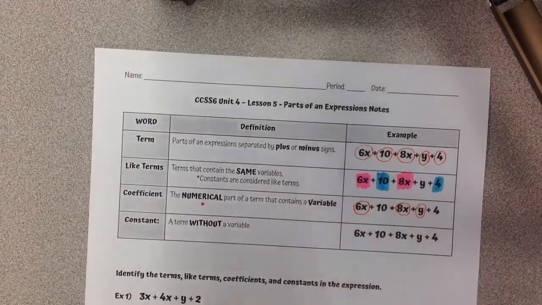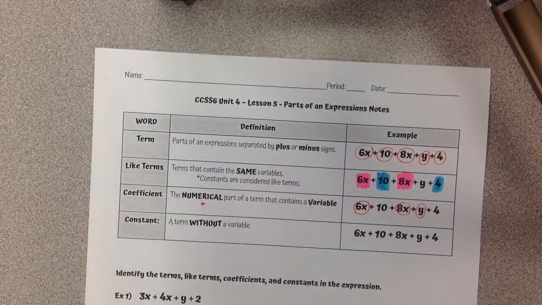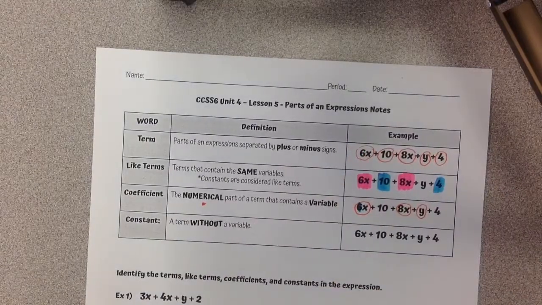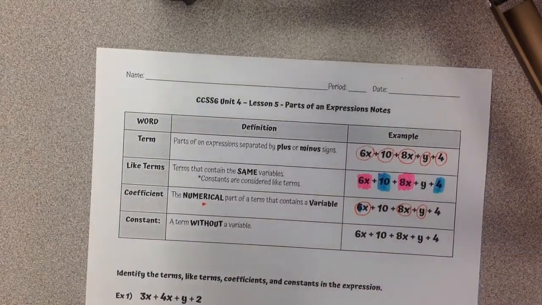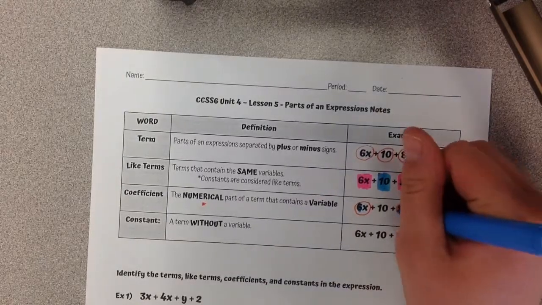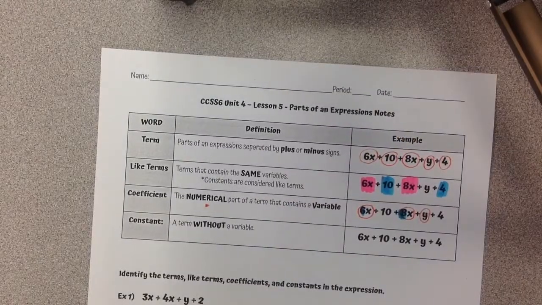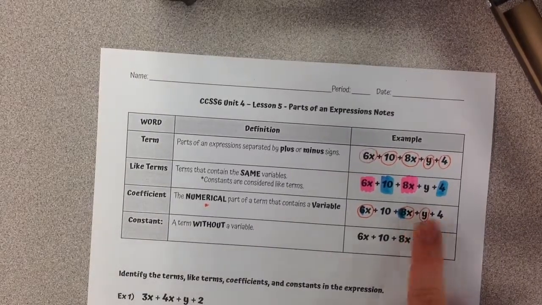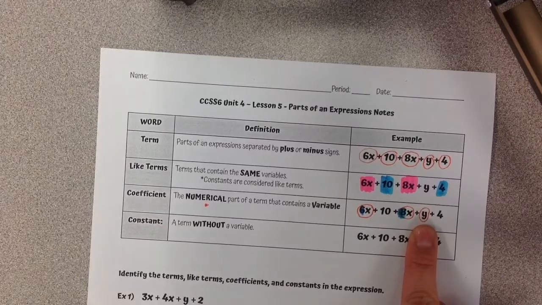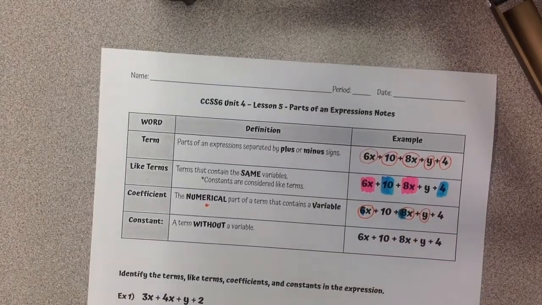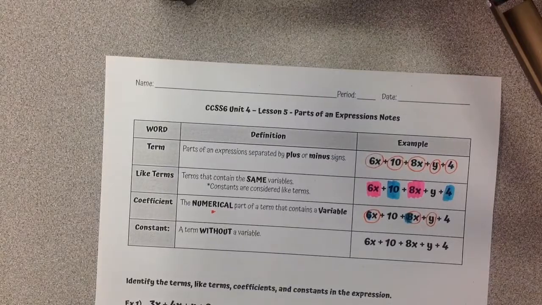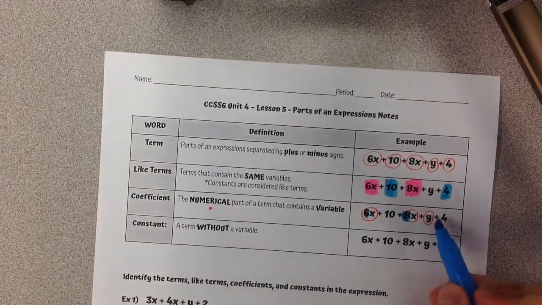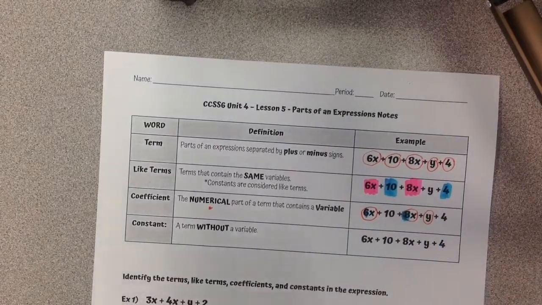So 6x is our term, but 6 is my coefficient. 8x is my term. 8 is my coefficient. Y is my term. If you notice, there's no number in front of it, but how many y's are there? There's only 1. Just like we learned with our properties, 1 times a number just equals itself, so we don't waste the time putting the 1 in front of the y, but the coefficient would be 1.